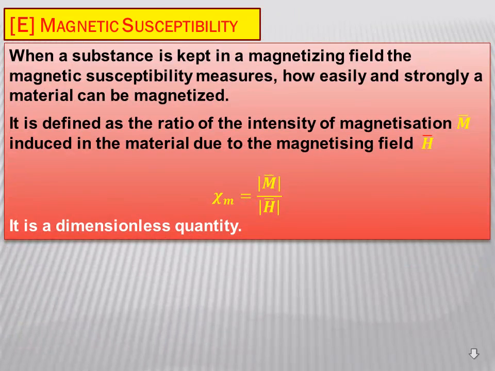It is defined as the ratio of the intensity of magnetization M vector induced in the material to the magnetizing field H vector. So Xm is equal to M vector divided by H vector. It is a dimensionless quantity.